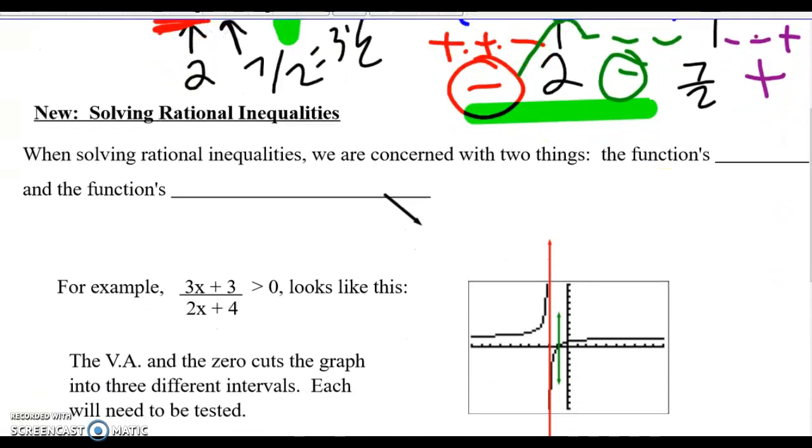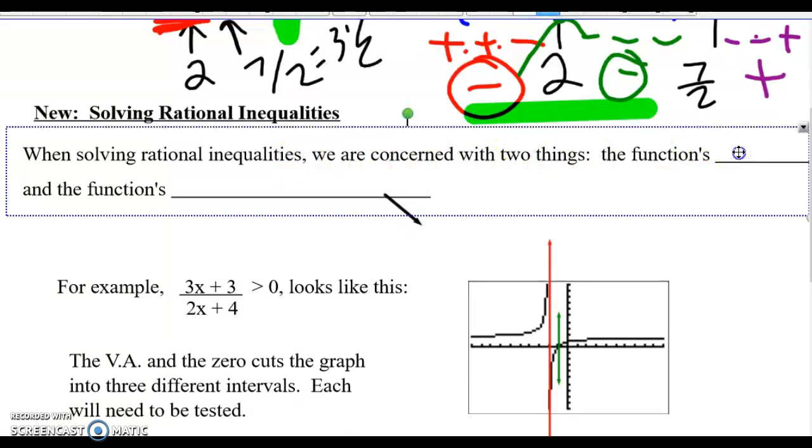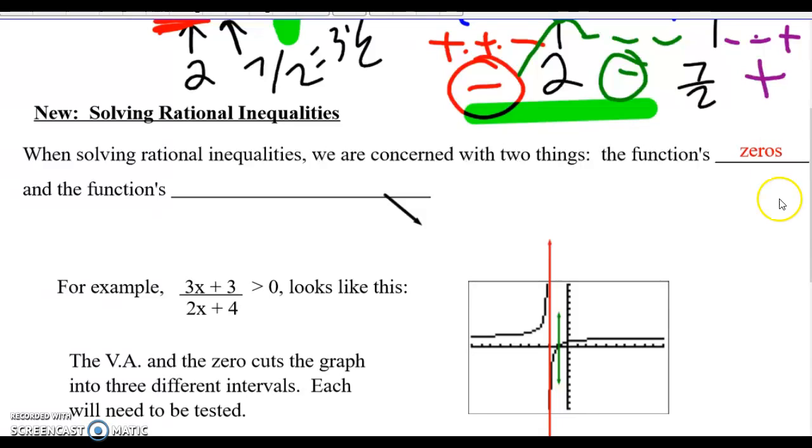Okay, these I'm just gonna go through and click them. You pause if you need more time. Solving rational inequalities, we're concerned with 2 things: the function's zeros, and the function's vertical asymptotes. So here's this, for example, 3x plus 3 all over 2x plus 4. You know, hopefully, that it's going to have an asymptote at negative 2.